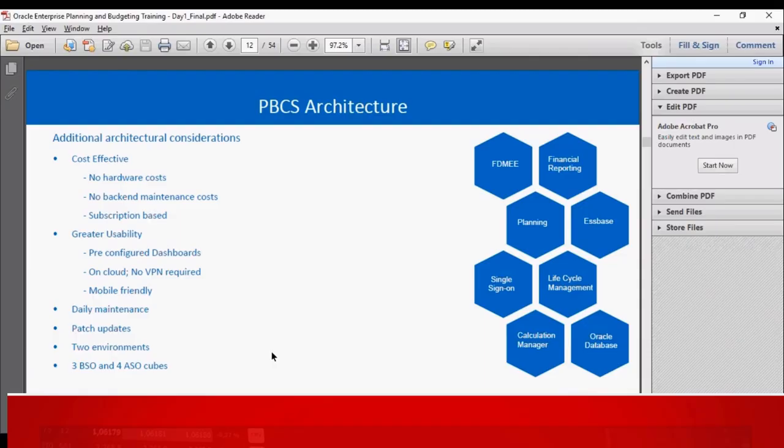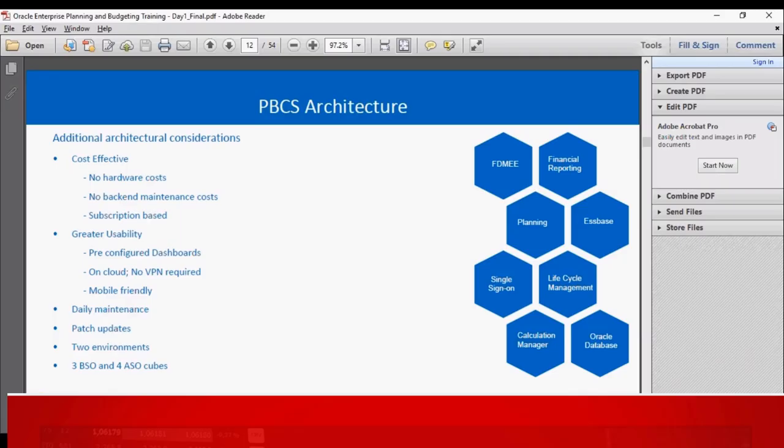And the next one is in each environment, we have the flexibility to create 3 BSO and 4 ASO cubes. That is a limit given by PBCS. More than this, we can't create in PBCS or EPBCS. EPBCS has a few additional databases that can be created, but in PBCS, this is the limit we have. Only 3 BSO and 4 ASO cubes can be created.